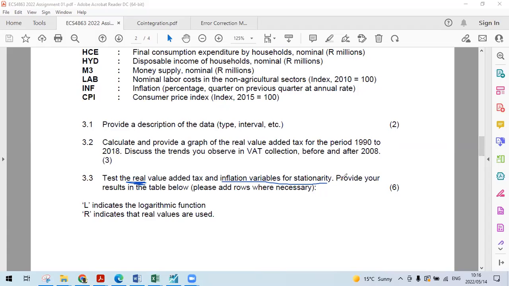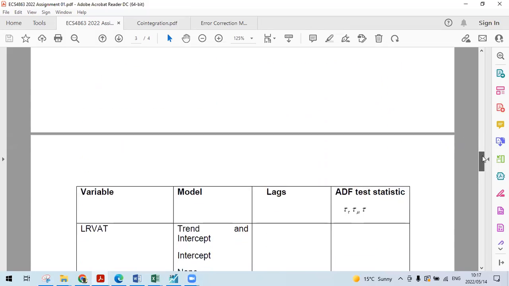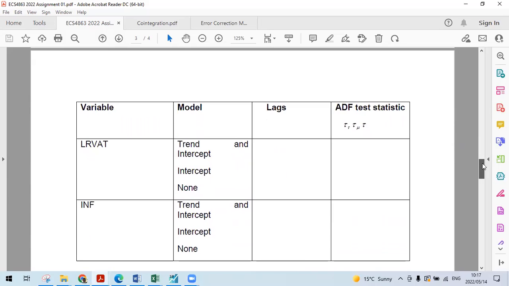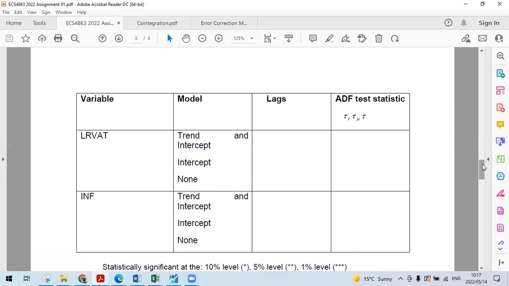Please add rows where necessary. I don't know if we are given the table or not. Let me quickly check. Yes, they are saying there's a table below. So they are saying using this, we can add more rows if necessary, right? This is what we have. This is what we are given.